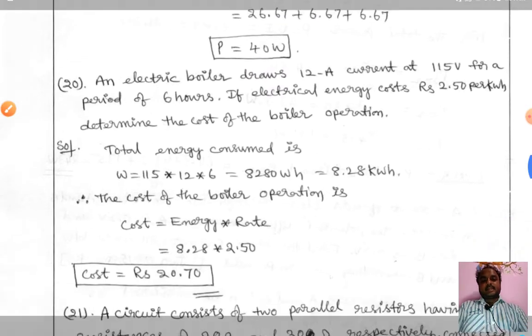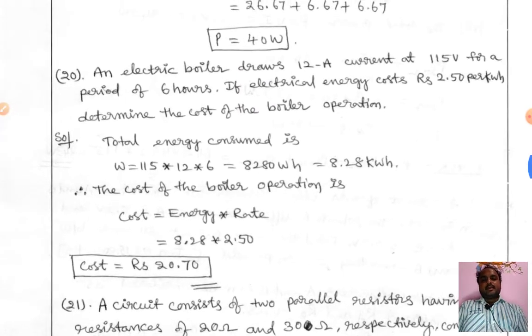One more interesting problem: an electric boiler draws 12 amperes current at 115 volts for a period of 6 hours. If the electrical energy costs 2.50 rupees per kWh, that is kilowatt hour, one unit costs 2.50 rupees. Determine the cost of the boiler operation. First, you have to find the number of units we are consuming in 6 hours, then you can find the cost.